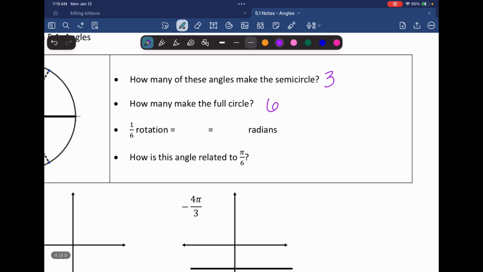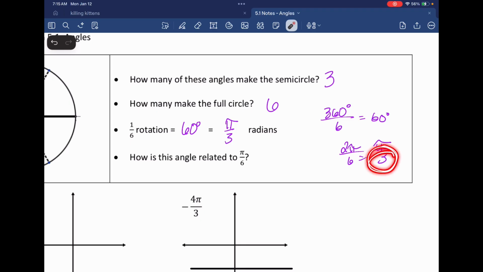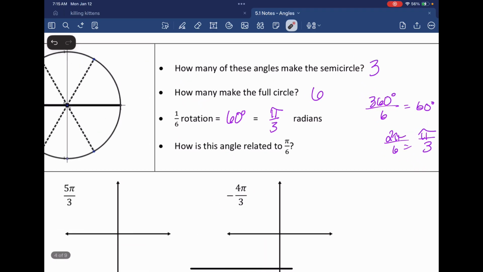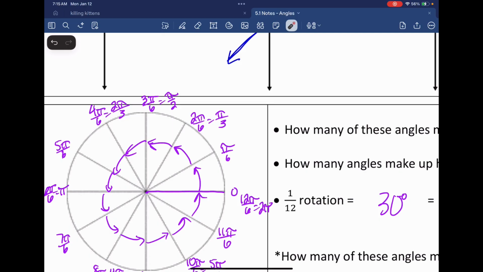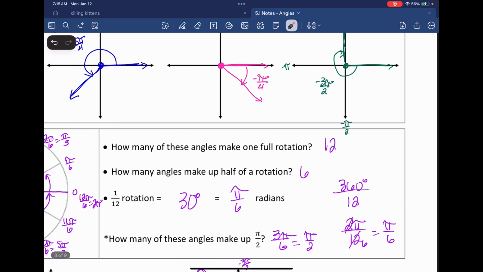All right, so that means 1/6 of a rotation, 360 divided by 6, 60 degrees. Or 2 pi divided by 6, which is pi over 3. And again, you can see how that's related. That 3 is that semicircle. Okay, how is it related to pi over 6? If we go back and look at a pi over 6, you can see pi over 3, right? How many pi over 6's did it take to make the pi over 3? It takes 2.